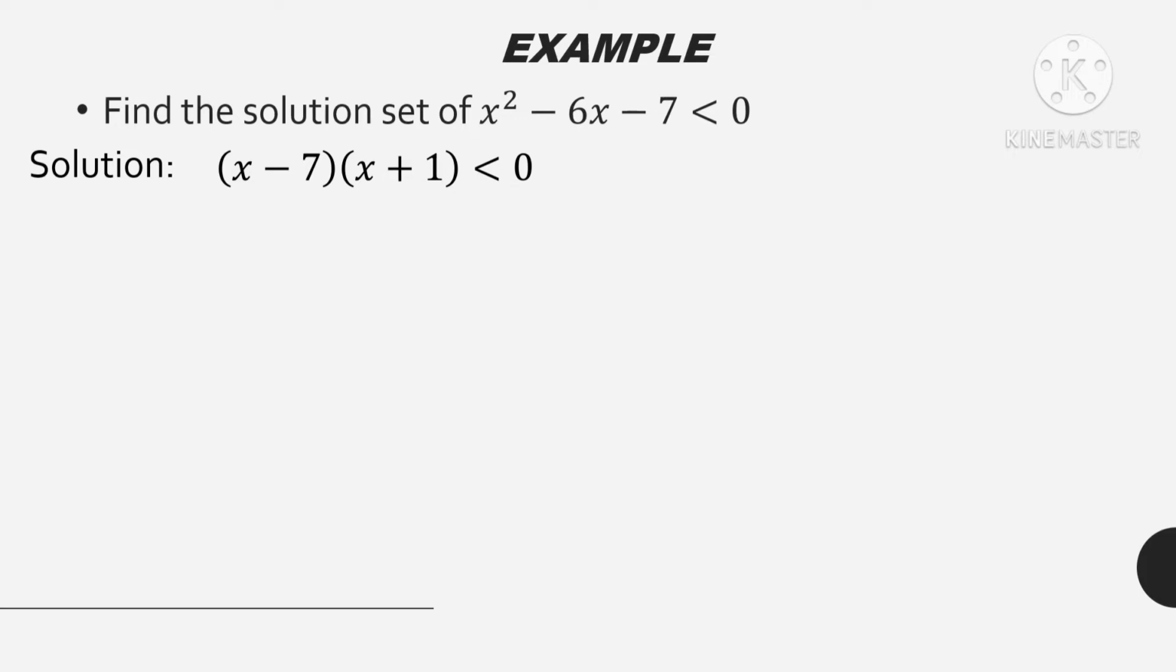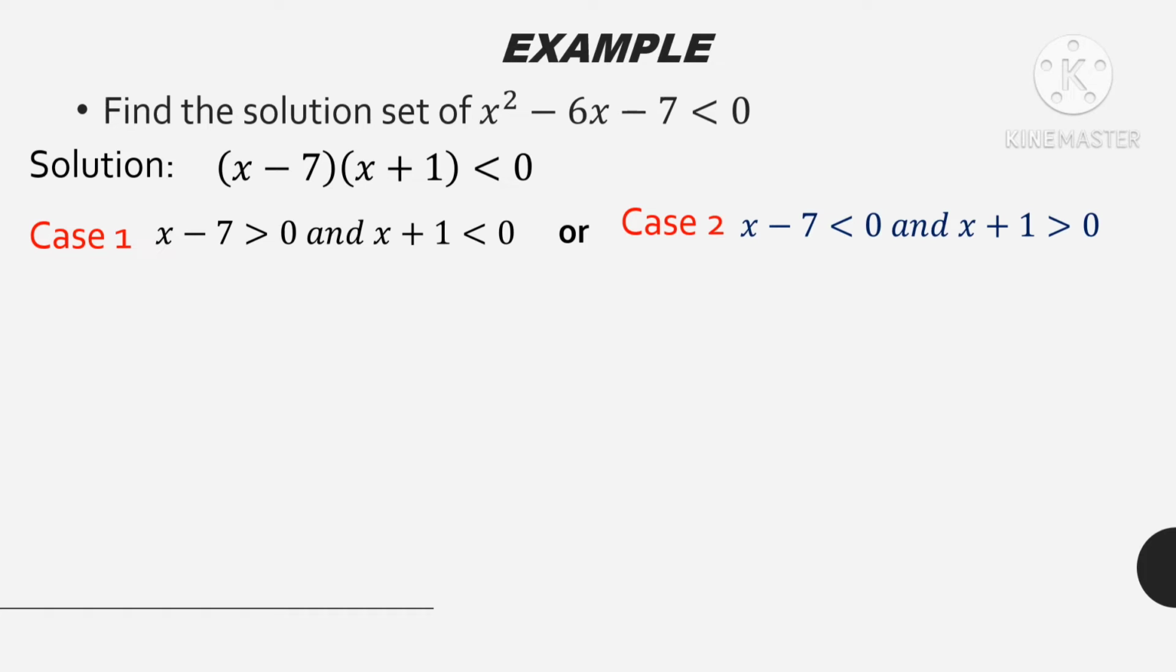So, meaning, the product is negative. Therefore, the two factors must be opposite in sign. So, we must have two possible cases. Case number 1, if we presume that x minus 7 is greater than 0 and x plus 1 is less than 0. Meaning, yung x minus 7 positive, yung x plus 1 is negative. Or, for case number 2, si x minus 7 naman ang siyang negative, si x plus 1 naman ang positive. So, let us verify if these two cases have solution set.